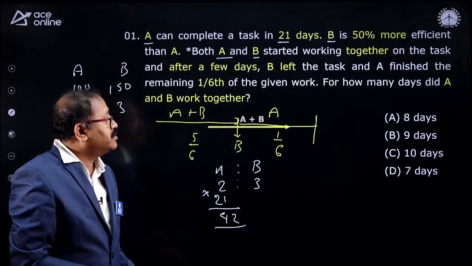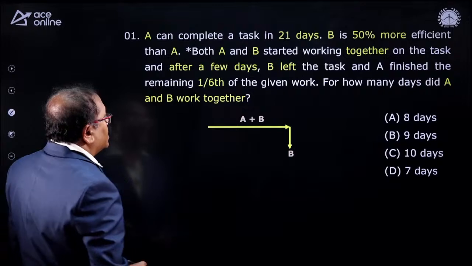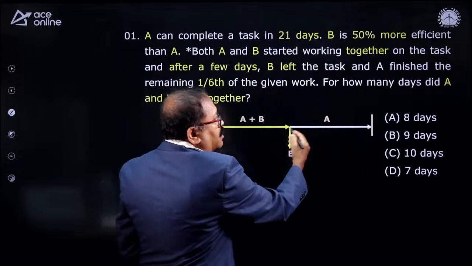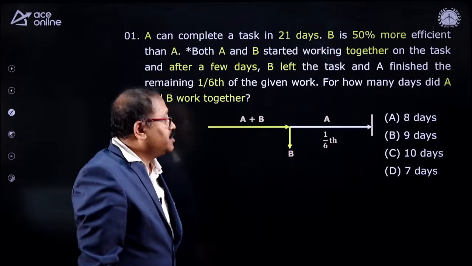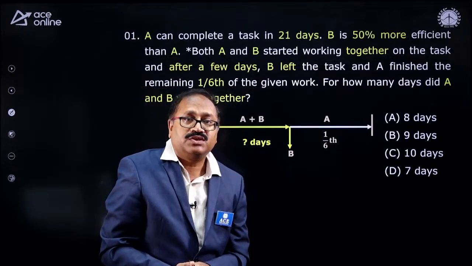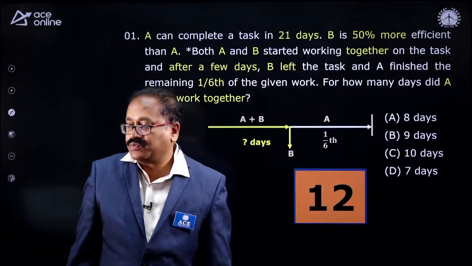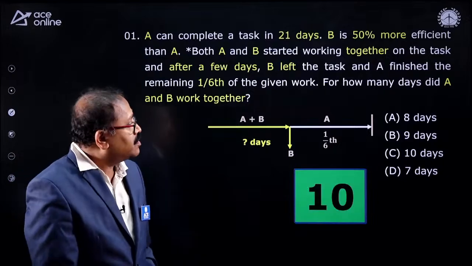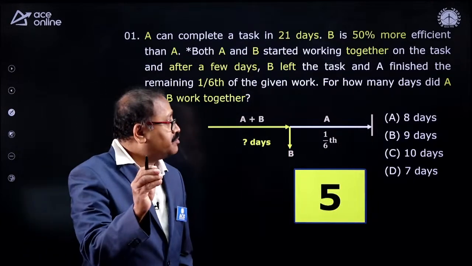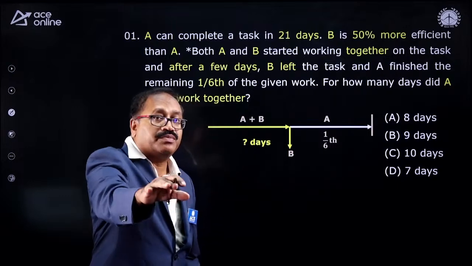Here is your 15 seconds. This is where A and B together worked and then B left, and A completed the remaining 1/6 of the work. Now the question is, A and B together worked for how many days? Let's answer this, my friend. Sumit has said 7 days. Is he right, my friends? Time up.